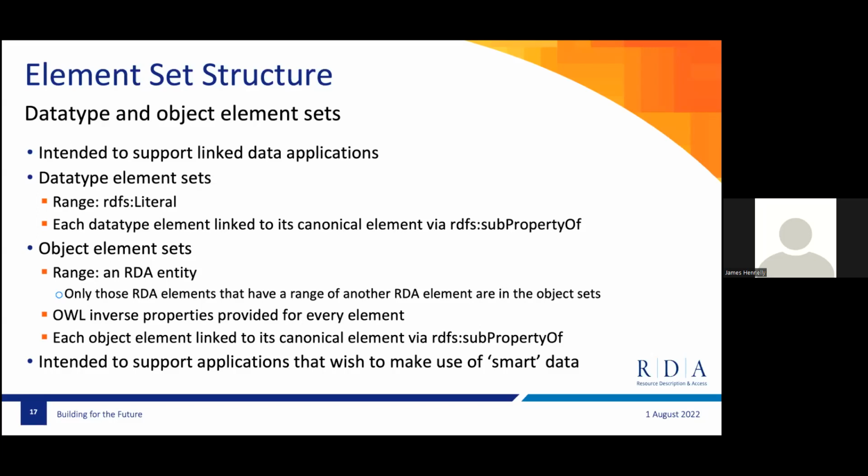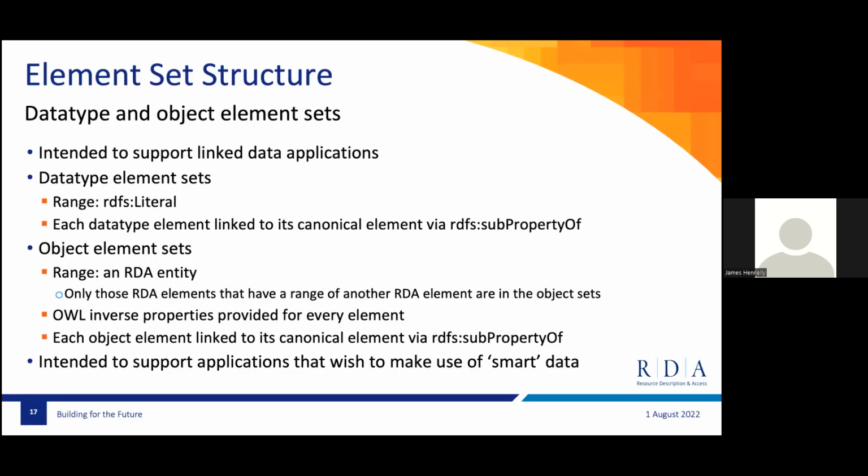So for the data type element set, the range for those elements are an RDFS literal. And then each data type element is linked to its canonical element via a subproperty relationship. So for the object element set, the range for those elements are always an RDA entity. And we only provide in the object element set those RDA elements that have a range of another RDA entity. So in other words, we only do it for relationship elements. We do not do it for attribute elements in the object element set.